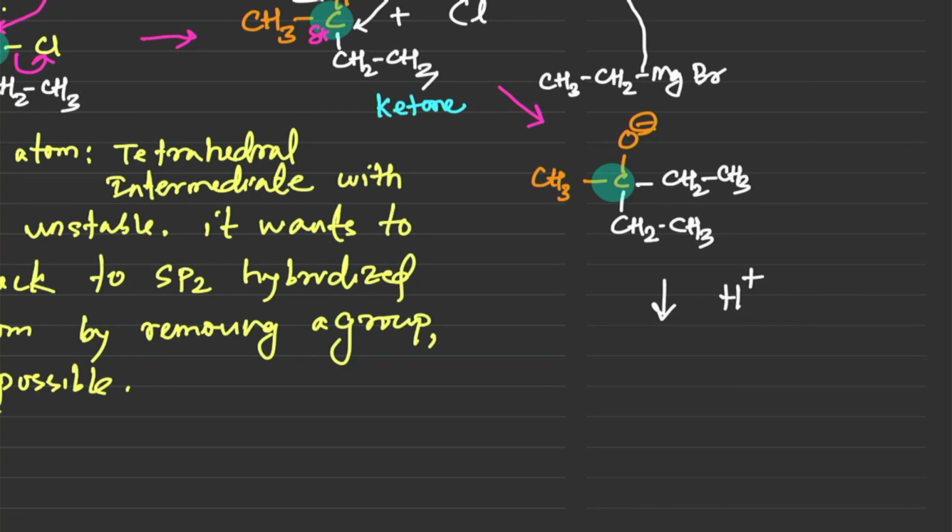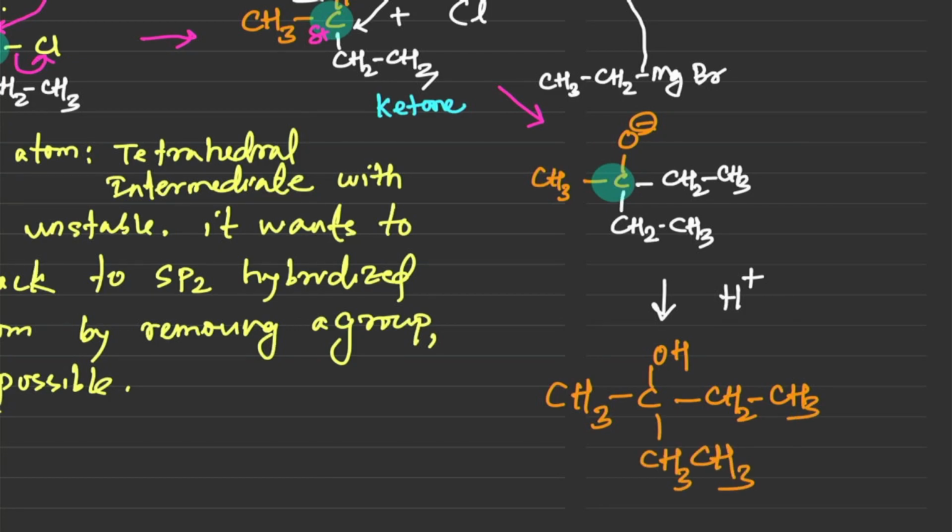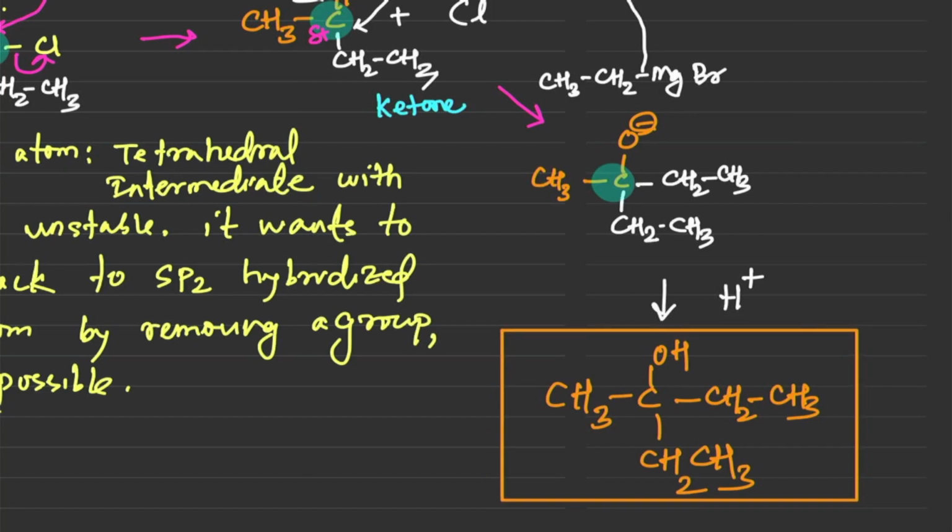So when you neutralize with H plus, that's basically going to neutralize the O minus to OH right there, and then we have our CH2CH3 groups. This is the main product that you should focus on. So that's our answer: you started with an acyl chloride, and you ended up with a tertiary alcohol.